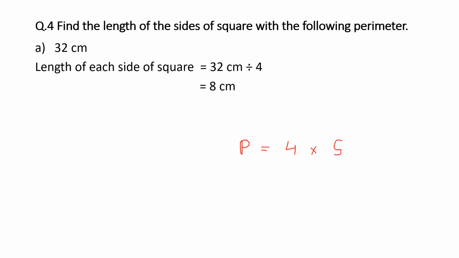If I want to know the side, I will divide the perimeter by 4, because perimeter means sum of all sides, and in a square there are 4 sides. So why will I divide by 4? Because there are 4 sides, and if I want to know one side and perimeter is the sum of all sides, dividing will give me the length of one side. So perimeter is 32. 32 divided by 4 will give me 8 centimeter.